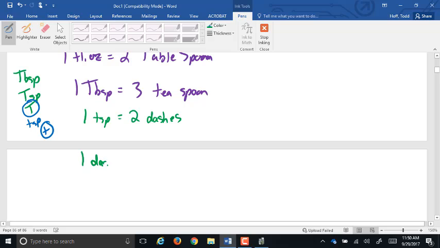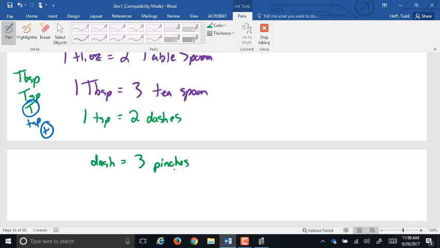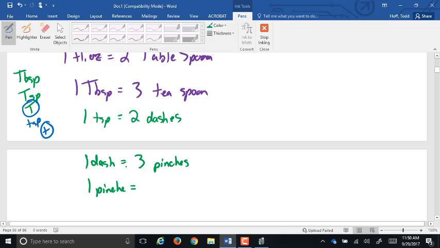1 dash contains 3 pinches. Literally, you stick your finger into the powder, the flour, whatever, you pinch them together. What's between them goes in the recipe. That's a pinch. 1 pinch contained, this is the one that I think is kind of a little disgusting, 2 smidgens. A smidgen is you just stuck your finger in there, and whatever stuck to your finger, you flicked into the recipe.